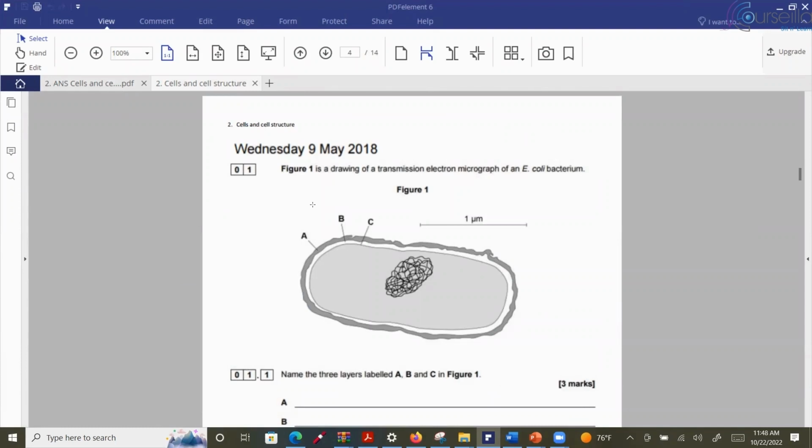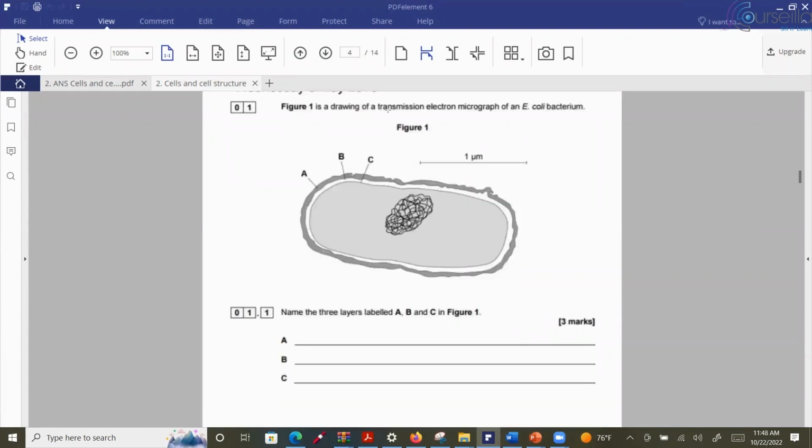This is a question from a 218 exam. Figure 1 is a drawing of a transmission electron micrograph of an E. coli bacterium. Now let's stop here. What is a transmission electron micrograph? Tell me. I forgot. If you took that lesson. Hello? Yes, I didn't learn. You didn't take it? Okay.